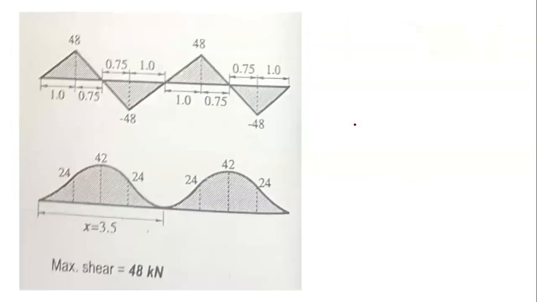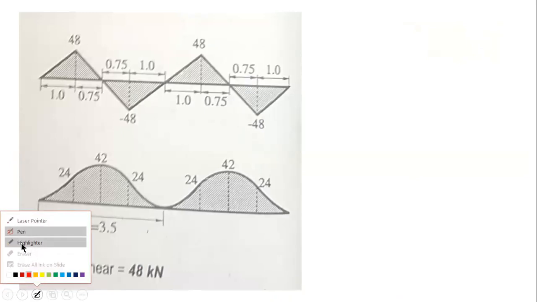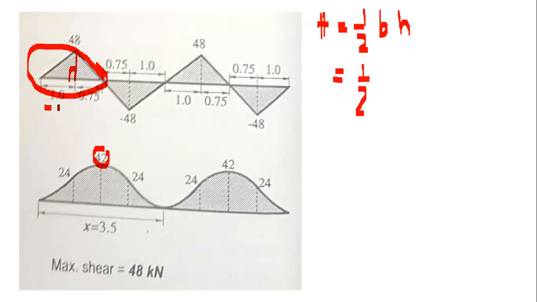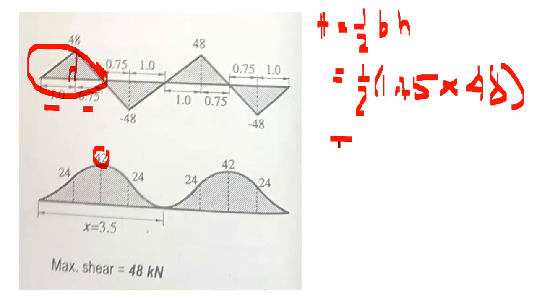So, paano pag-compute ng moment? Madali na. This area, which is a triangle, is just equal to 42. What is that area? The area of the triangle is 1/2 of base times height, or the altitude, the perpendicular distance. So it's 1/2 times the base, 1 and 0.75 is 1.75, times the height, which is 48. 1/2 times 1.75 times 48 will give us 42.